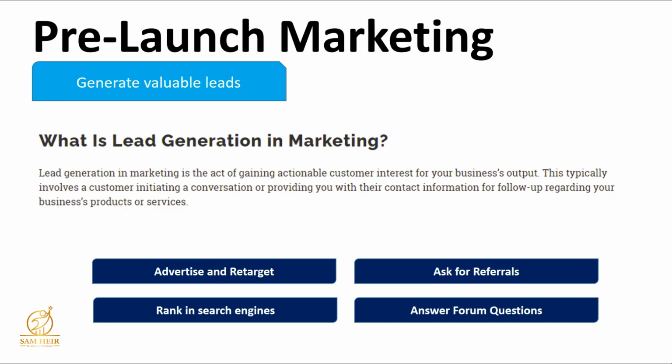And so let's move to the third one, pre-launch marketing: generate valuable leads. So how does this work? What is lead generation in marketing, basically, right? Lead generation in marketing is the act of gaining actionable customer interest for your business output. This typically involves a customer initiating a conversation or providing you with their contact information for follow-up regarding your business, product, or service. So this is really very helpful.